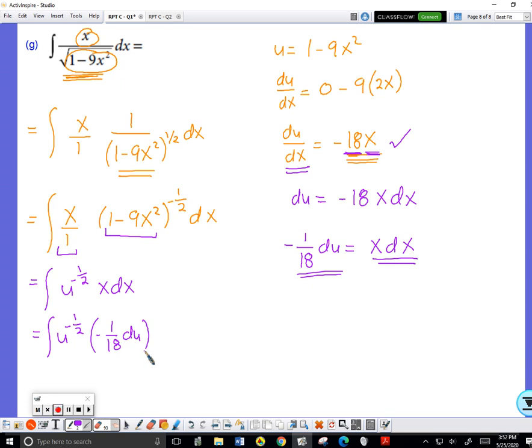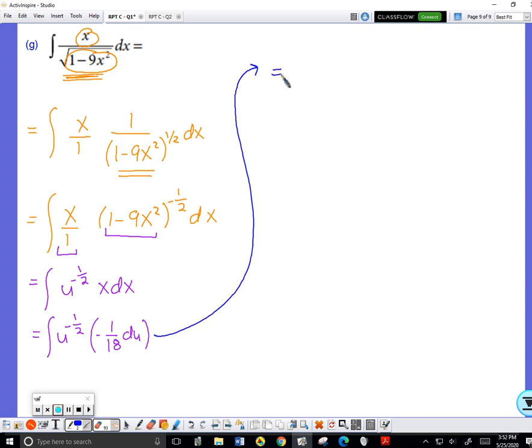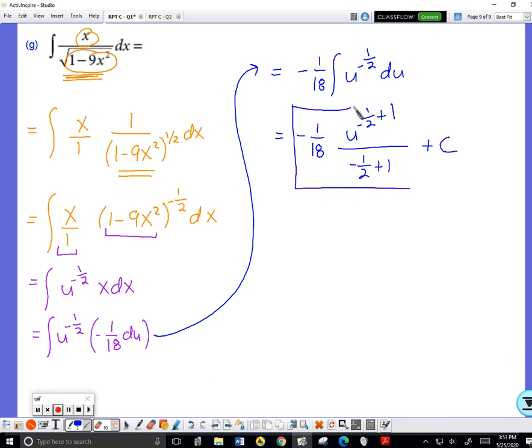So copy this over. We don't need this anymore. And this is going to equal negative 1/18 times the antiderivative of u to the negative 1/2 du. So now we have a rule from the golden notes. This becomes u to the negative 1/2 plus 1 divided by the same, plus a constant. You don't have to go any farther because algebraic simplification, numeric simplification is not required.